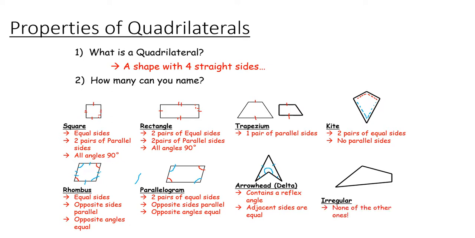And our irregular quadrilateral, none of the other ones. So it basically means that there's nothing that these have, this one has. The reason for it is that it's completely irregular, so all of its four sides are not equal, all of its angles are possibly not equal, and there are no parallel sides on this shape.